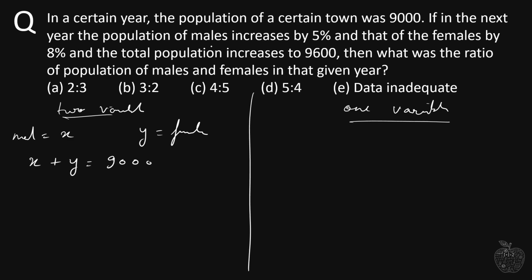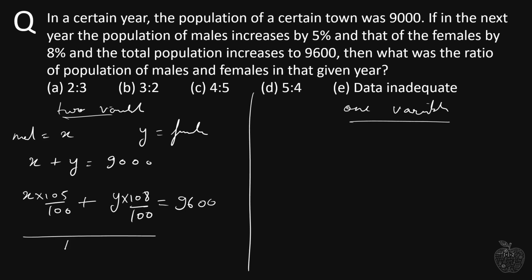If in the next year the population of males increases by 5%, now the male population, which is x, is the entirety of 100%, and it increases by 5%, so the value becomes 105%. And that of females by 8%, so the female population y, which is 100%, increases by 8% and becomes 108%, and the total population increases to 9600.